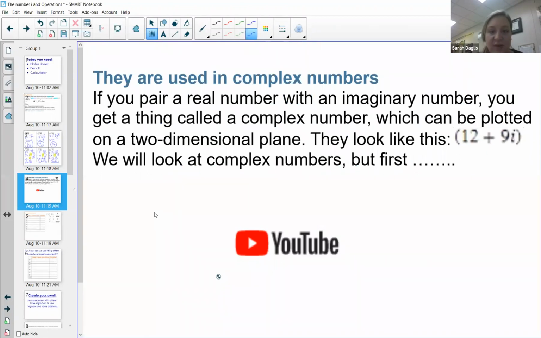Okay, so now that we have worked with the number i, and we know it is the square root of -1, if we pair that imaginary number with a real number, we get something called a complex number. They can be plotted on a plane. I'm going to show you in a minute. They're written like this, 12 plus 9i. That is a complex number where 12 is your real number and 9i is our imaginary number because it has the i. So we can put them together.